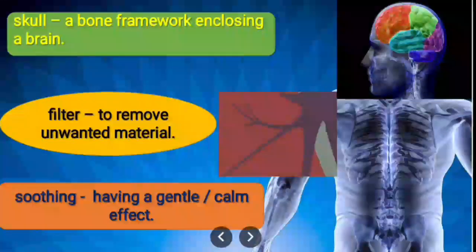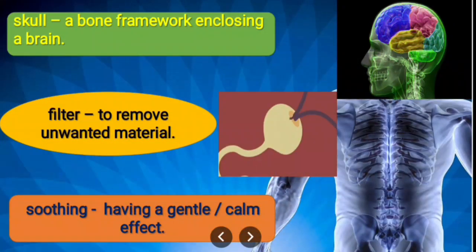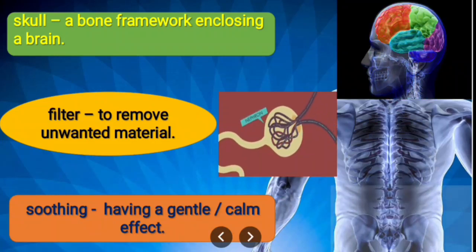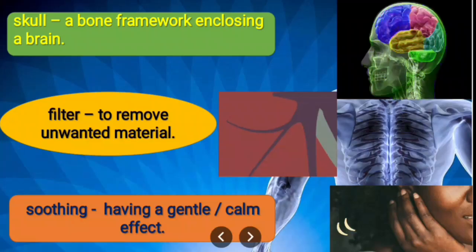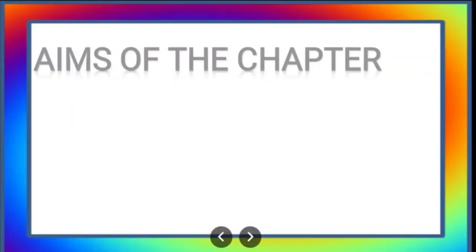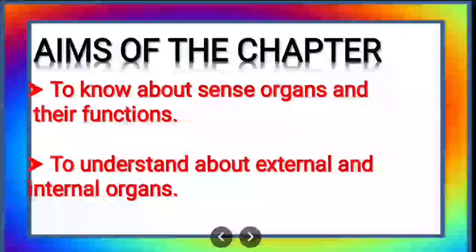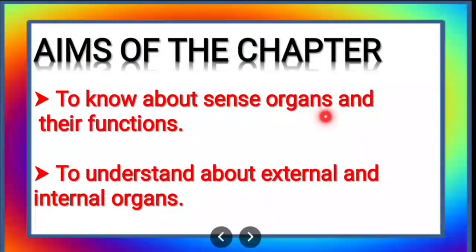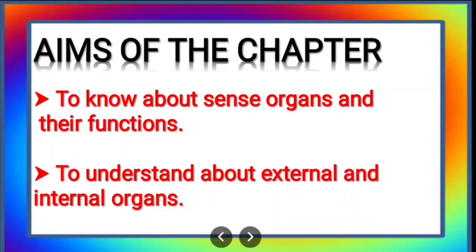Next is soothing. Soothing means having a gentle and calm effect. It's very soothing. We use it in our sentences also in daily life. Soothing music. Moving ahead to the aims of the chapter. So what are we going to learn from this chapter? First, to know about sense organs and their functions. Second, to understand about external and internal organs.